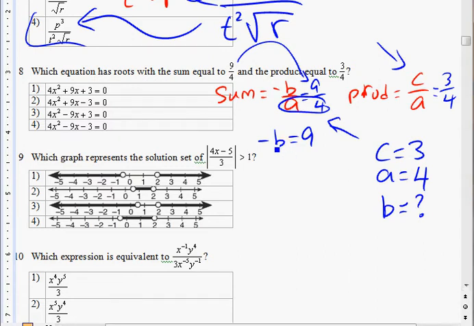Well, positive b, if negative b is equal to 9, positive b must be the opposite of that, which is negative 9. Okay, so now we have all the letters. We have a, b, and c, and we just gotta match it up.